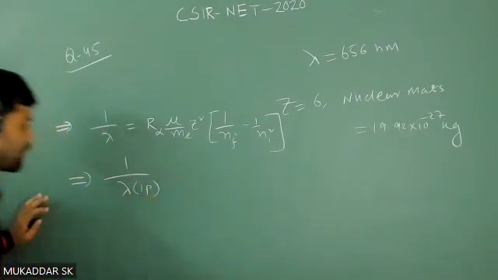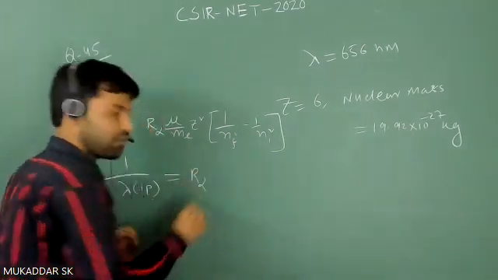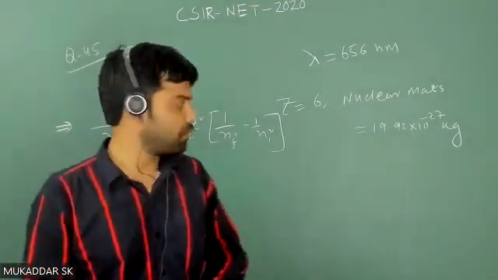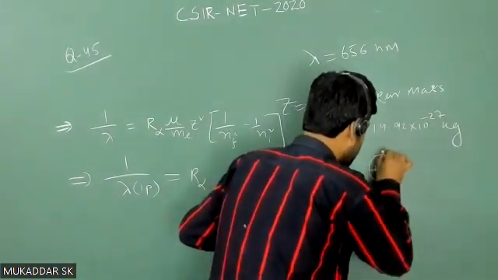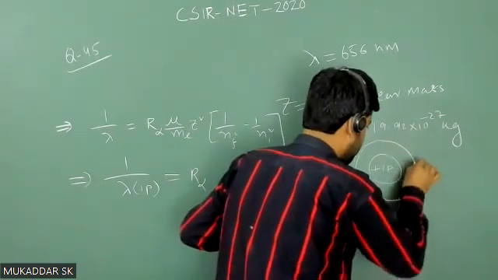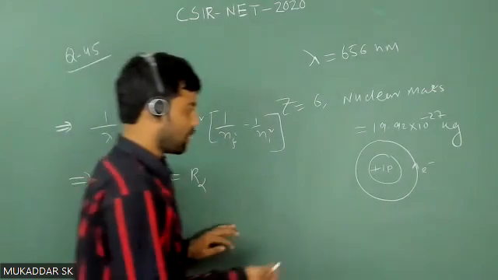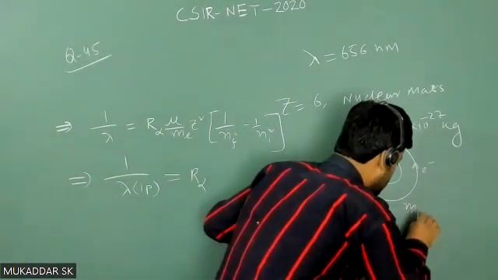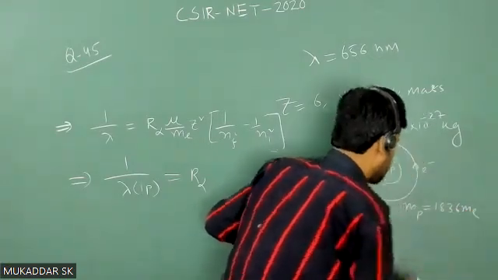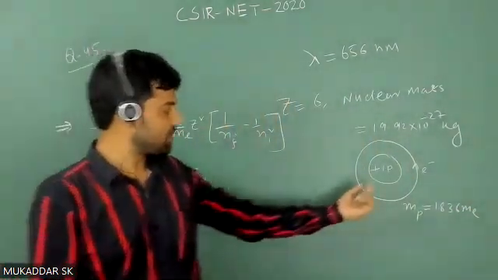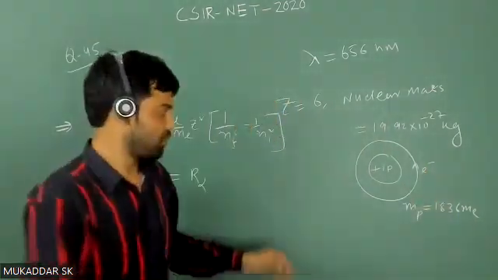So I can write 1 by wavelength of hydrogen atom, which contains one proton, as R infinity into the reduced mass of a hydrogen atom. If you see the structure of hydrogen atom, you have one proton sitting at the nucleus and one orbiting electron. So obviously the reduced mass of this system involves the mass of proton, which is 1836 times the mass of electron.